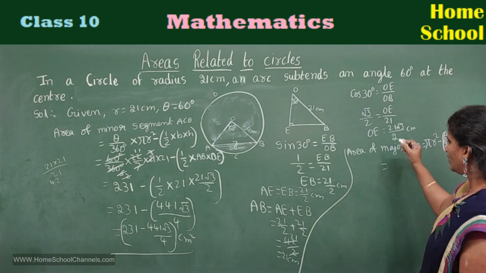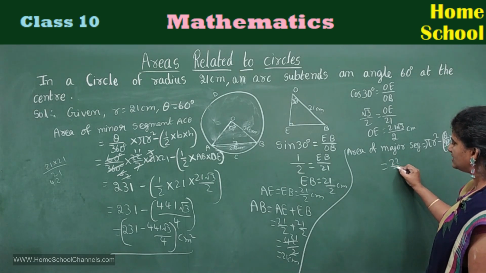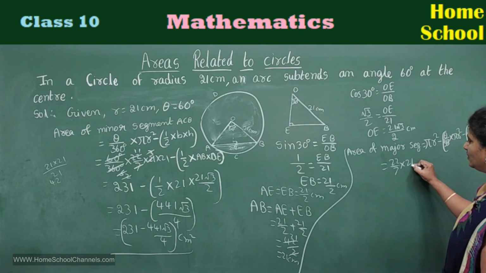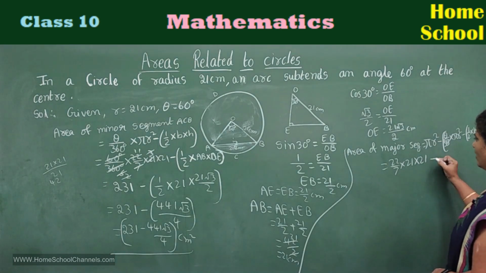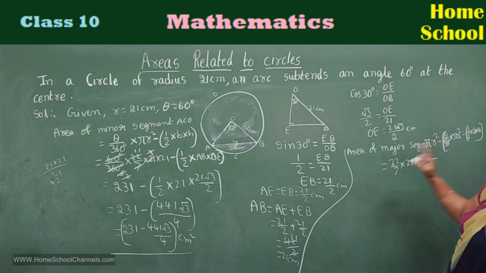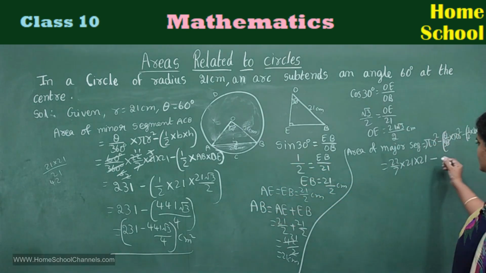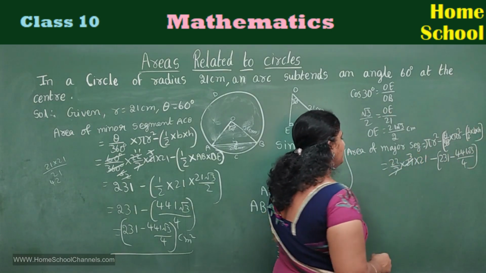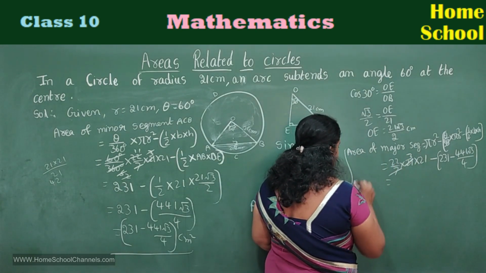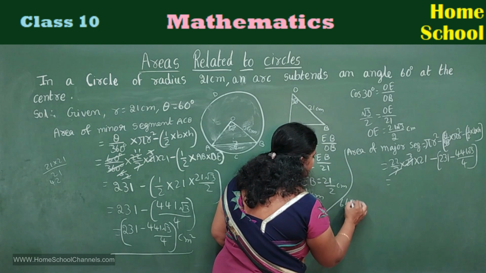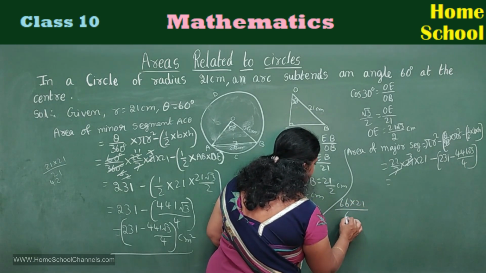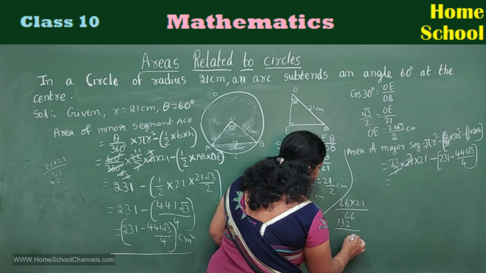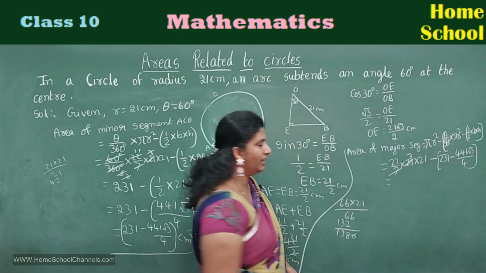Right? Here is equal to area of a circle, 22 by 7 into radius is 21 square, 21 into 21, minus. This is area of minor segment. Already I got an answer. As it is, I will write here. That is 231 minus 441 root 3 by 4. Okay. Now this one you calculate: 7 3s are 21, 2 2s are 4, it will be 66. 66 into 21 multiply. That will be 66, 132, 1386.